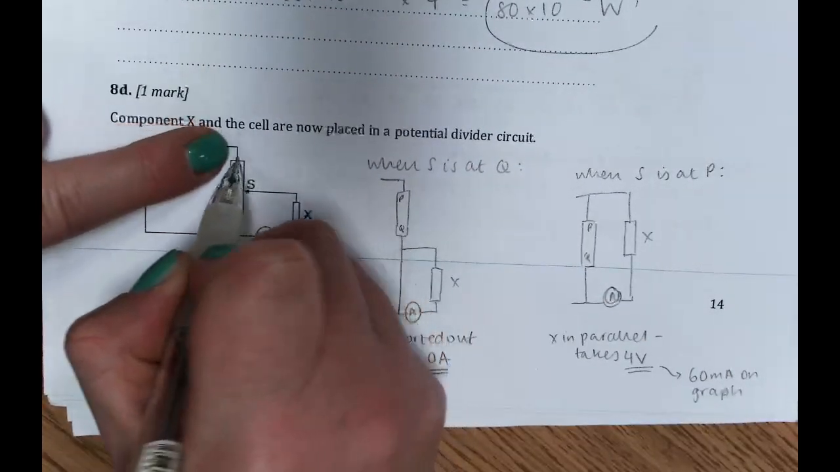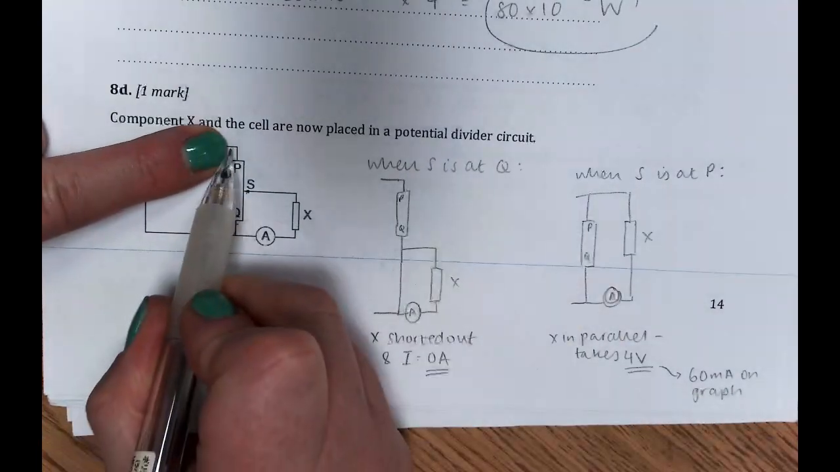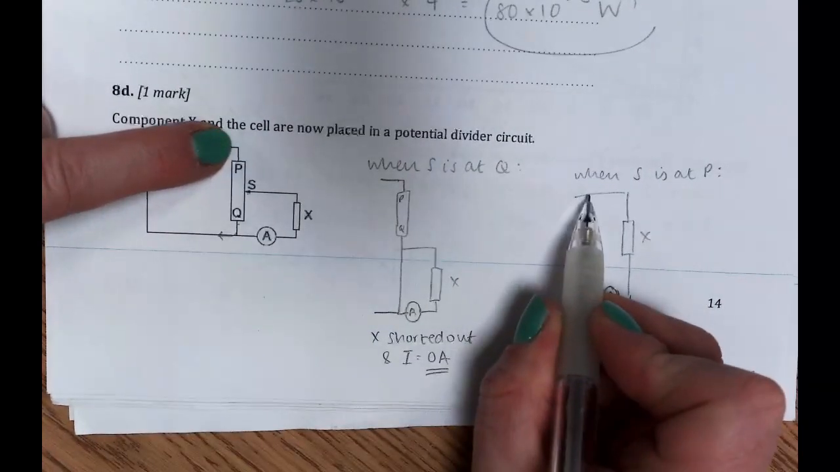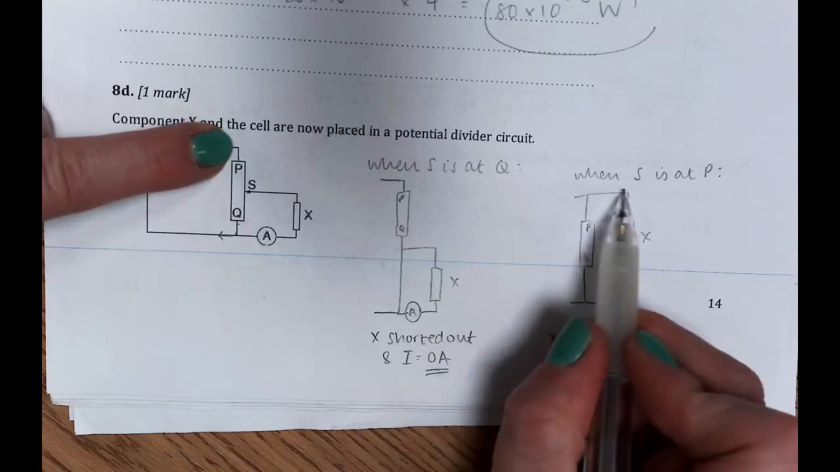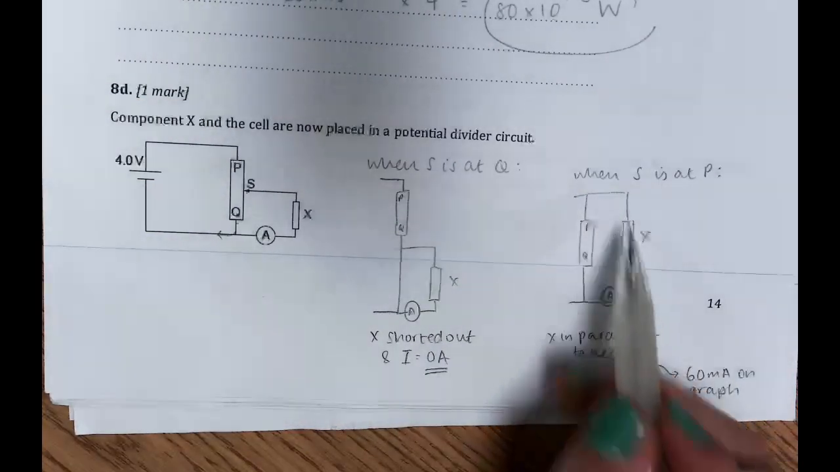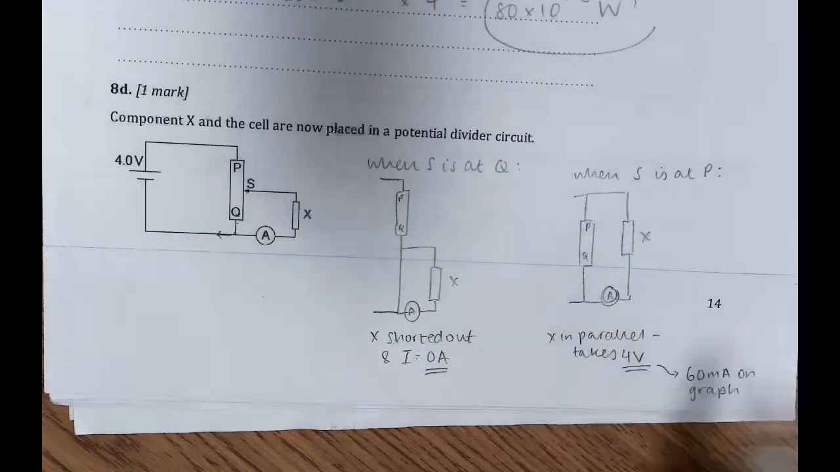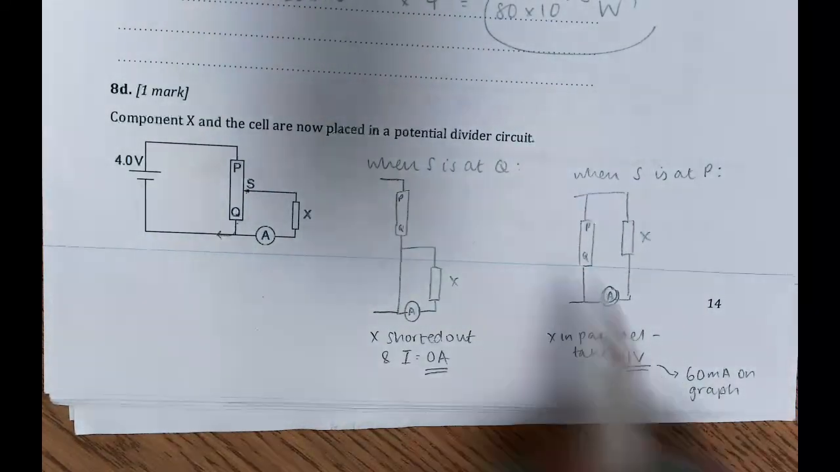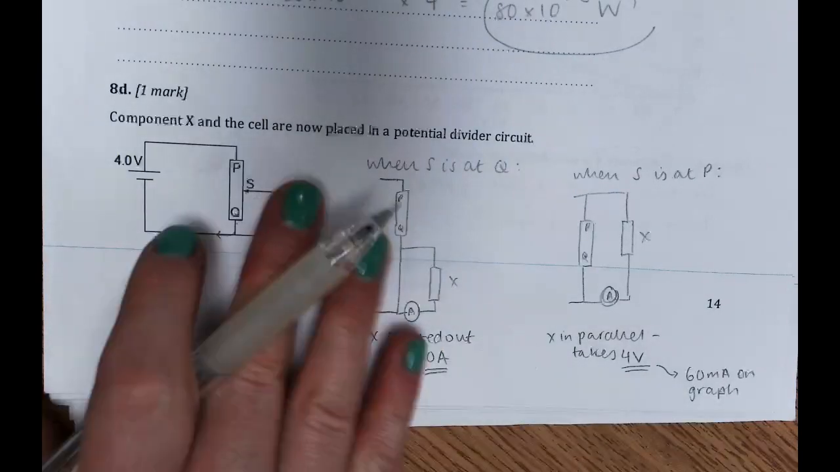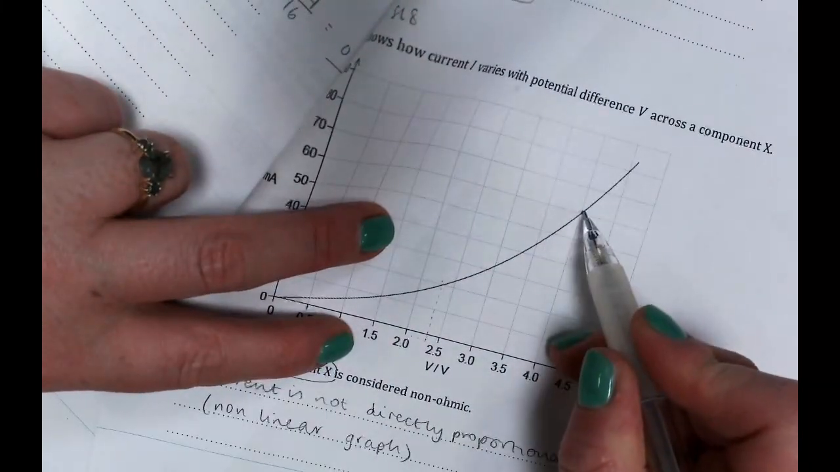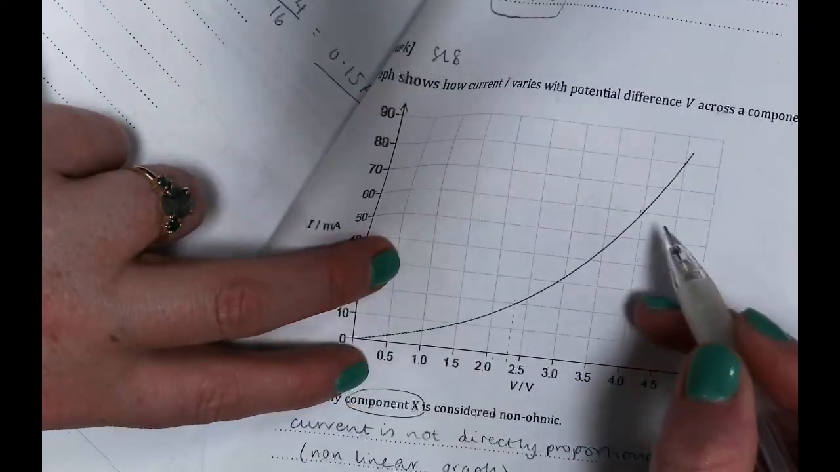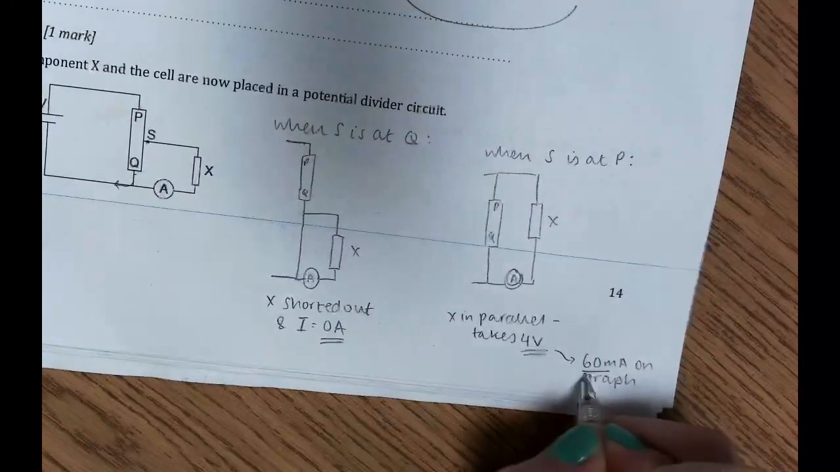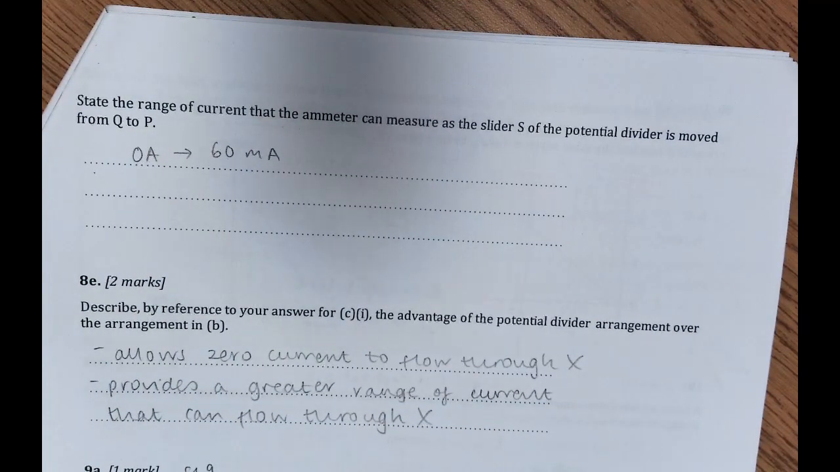If the slider is at P, essentially what you have is a parallel junction of possibility to go through PQ back to the cell or through X, which means that the voltage across PQ is the same as X. X will take 4 volts because that's what's supplied from the cell. And if we go back to the graph and we look at 4 volts, we track up, that corresponds to 60 milliamps. So that's my maximum value here. And so my range that I'm going to write there is 0 to 60 milliamps.